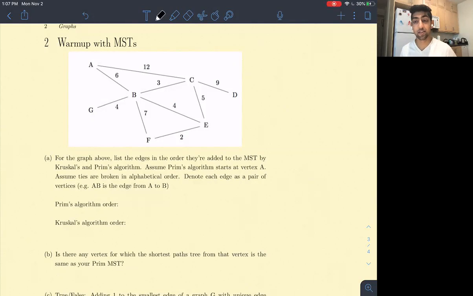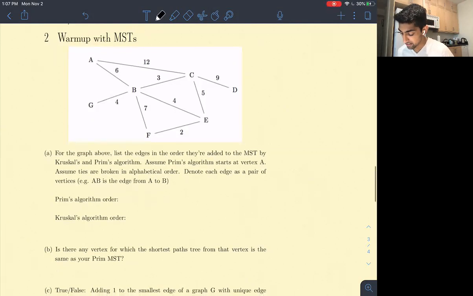Okay, hi everyone. So I'm going to be walking over question 2 on exam prep week 11. Going into this problem, I'm going to expect that you guys have watched the lectures on MSTs. If you haven't watched the lectures, watch the lectures, make sure it makes some sense, and then come back here. Okay, perfect.